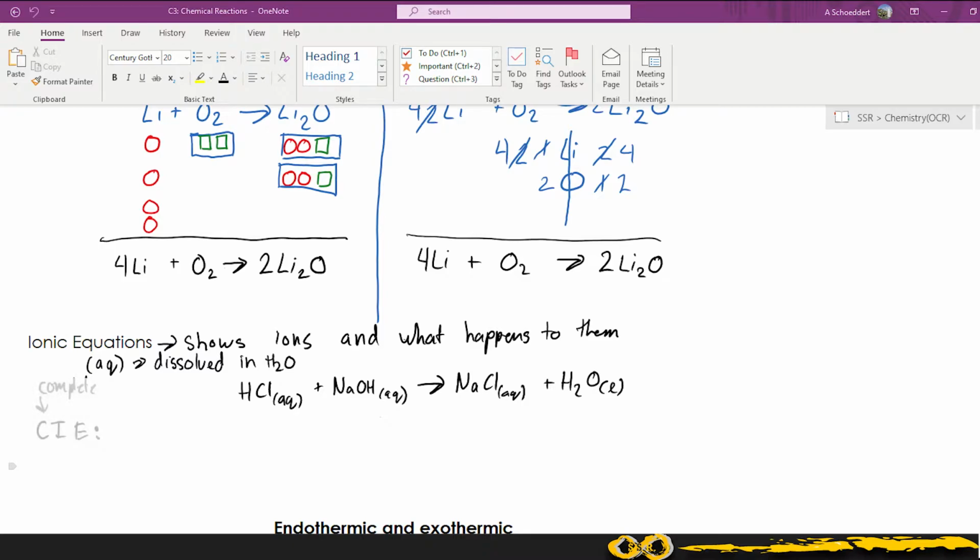The first type of equation is known as the complete ionic equation, and it will show every ion that is present. We'll have H plus and Cl minus. Both of those need to still have their aqueous symbol next to them. Those are going to react with sodium and hydroxide, reacting to make the sodium and chloride ions, as well as liquid water.